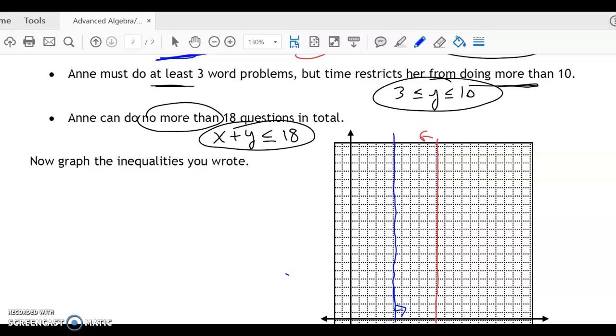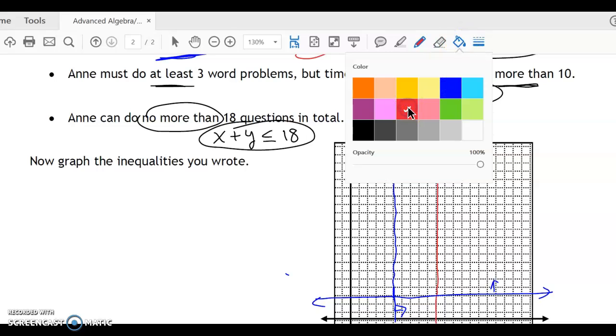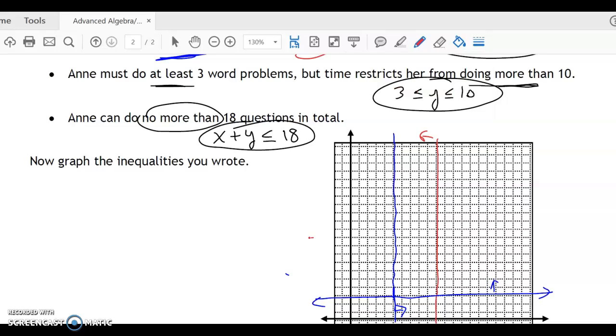Now we're going to do the same thing for y. So we're going to go greater than or equal to 3. So we're up this way, and we're going to go less than or equal to 10 for y. Down here. So right now we have a box. The last one to graph is x plus y is less than or equal to 18.